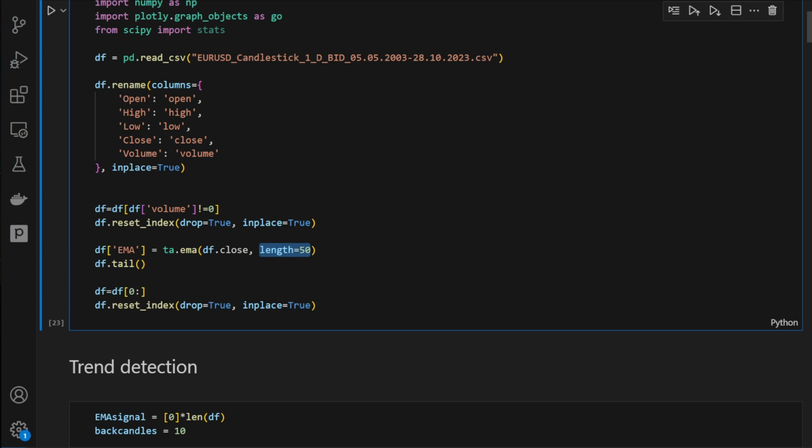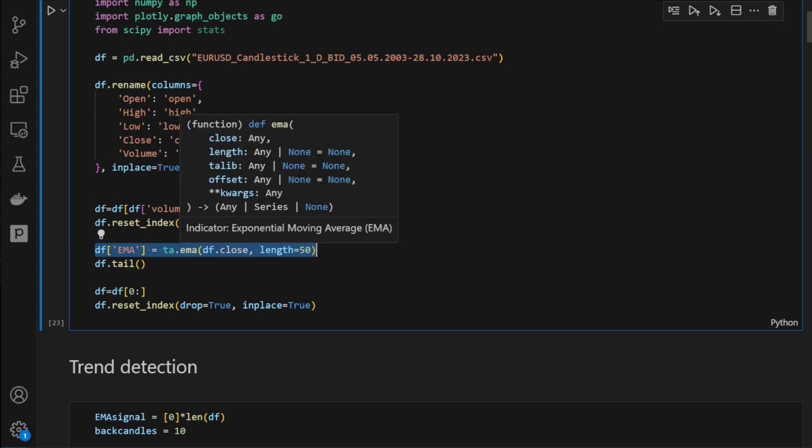And this is basically used to define the trend. If we have a series of candles above this curve, it's going to be an uptrend. And if we have a series of candles below the curve, then we consider that we have a downtrend.